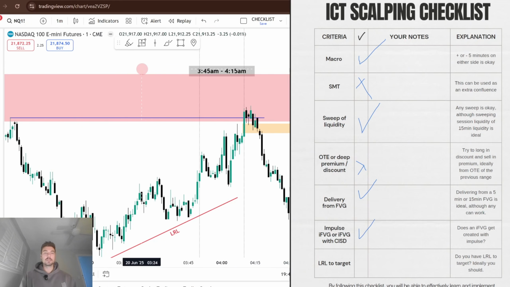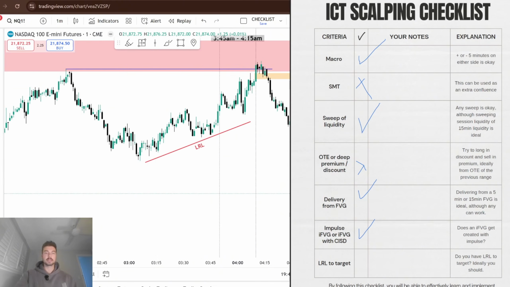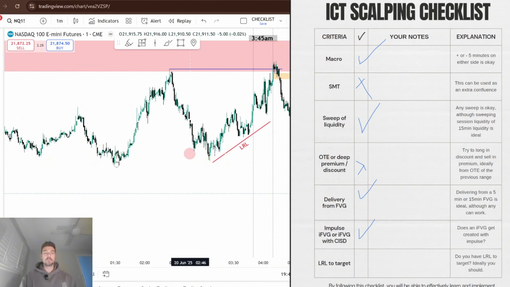And do we have low resistance to target? And let me have a look here. Yes. Heaps of low resistance, relative equal lows, trend line liquidity. Perfect. So can you see now that with this checklist, if I tick this off here, we've ticked off 1, 2, 3, 4, 5 things out of 7. This makes this an A+ setup. The more things you tick, the better it is.